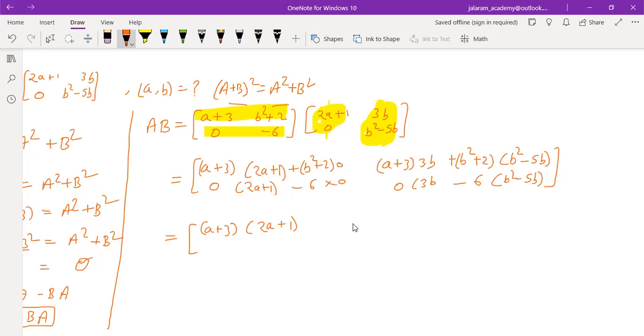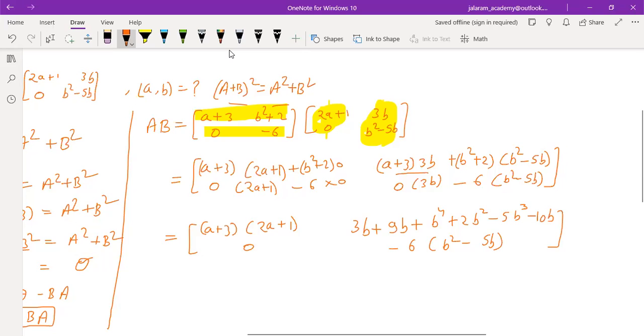Okay, some terms can be simplified. So first we multiply A into 3B, 3B plus 3 3s are 9B, plus B square into B square, B to the power 4, plus 2B square minus 5B cube minus 10B. 0 plus 0. Then 0 into 3B, 0 minus 6 into B square minus 5B.